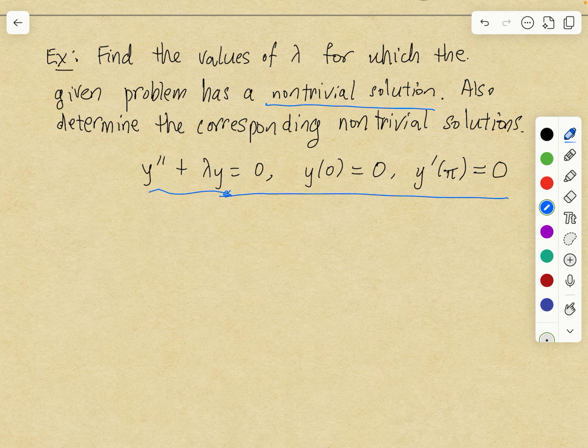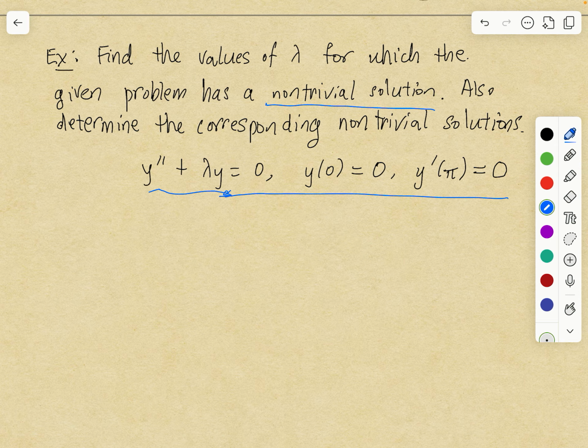They want you to find what values of lambda will make this differential equation have a solution other than the constant function 0. The trivial solution is the constant function 0. Non-trivial solution means any solution that's not just the 0 function. And once you figure out what lambdas give you non-trivial solutions, the question also asks you to find the non-trivial solutions for those lambdas.